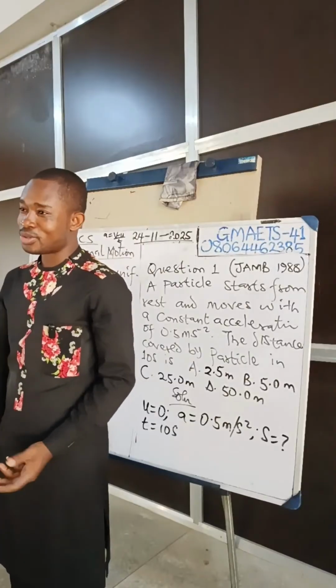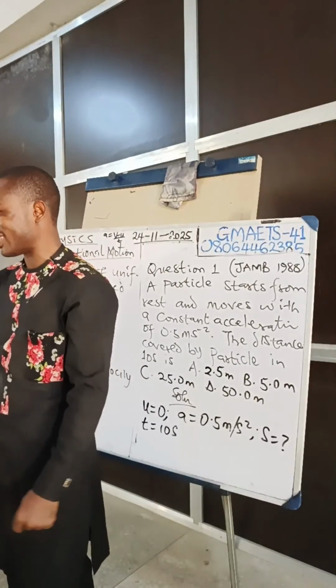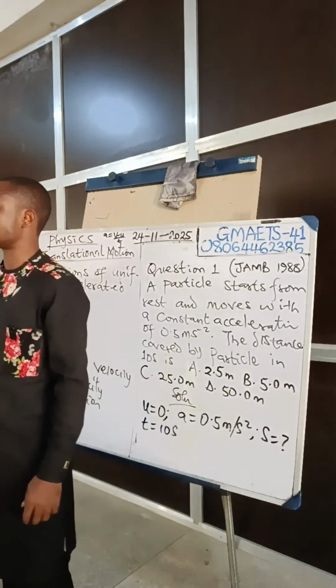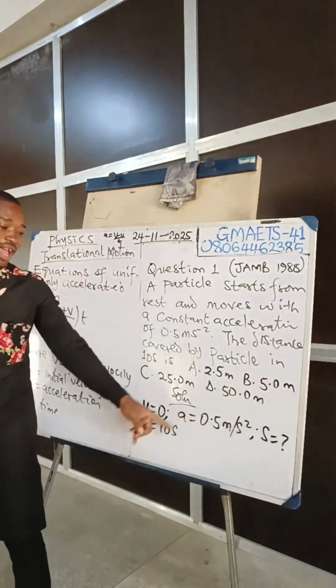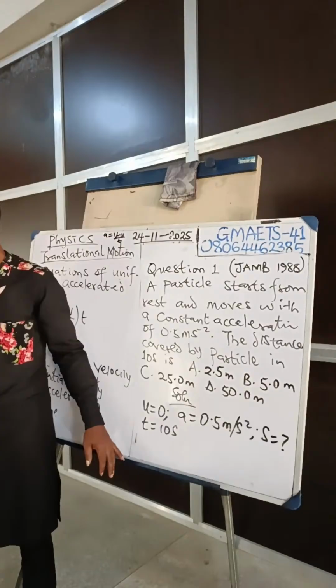Are you getting me right? I know some students who don't see values with their eyes. Once they see one, they want to use it by force. Sometimes a value might be given to you, and you don't need to use it. So, look at this. Assuming we knew the final velocity.